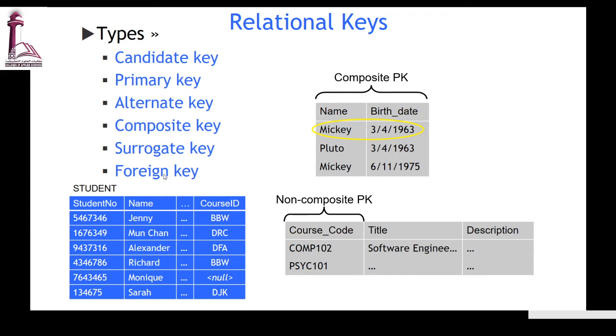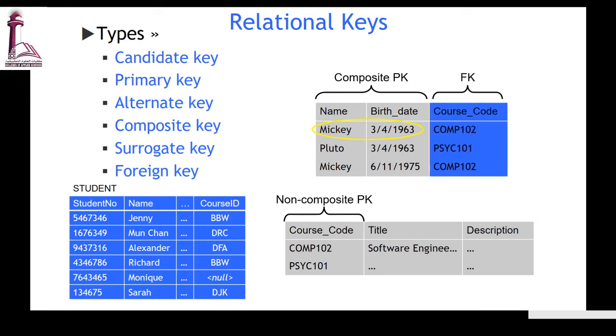Okay, then next we are going to see about the foreign key. What is a foreign key? Foreign key means in one table we have a primary key. This primary key can be referred in another table. In the first table it is called a primary key, and whenever it is referred in another table, that particular column is called a foreign key.